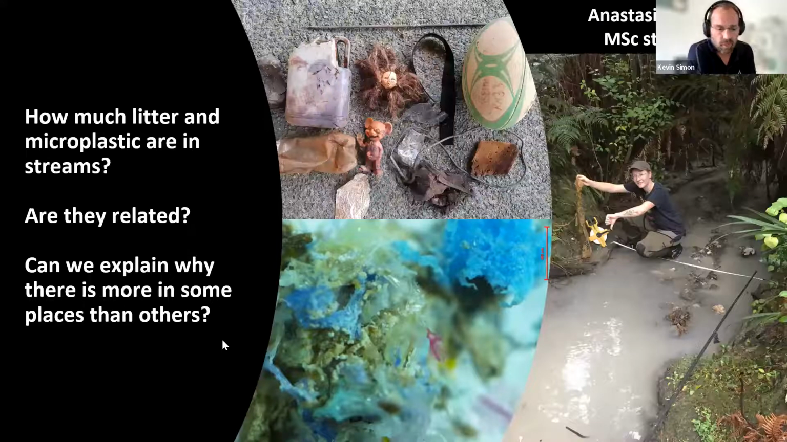And so we really had for this project just three seemingly simple questions. So how much litter and microplastic is in our streams? And so everything from large debris down to very tiny fragments of plastic. Now we asked, is there a relationship between the amount of that large litter and those very tiny particles of microplastic? And then ultimately we try to explain, why do we see more plastic in some places than others?